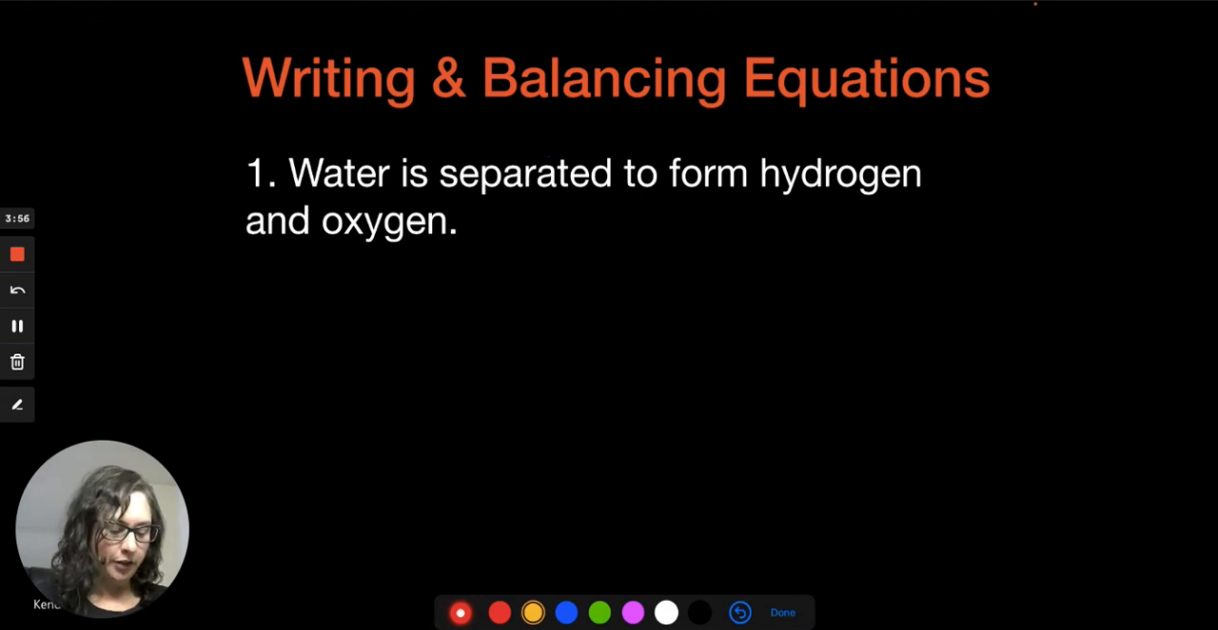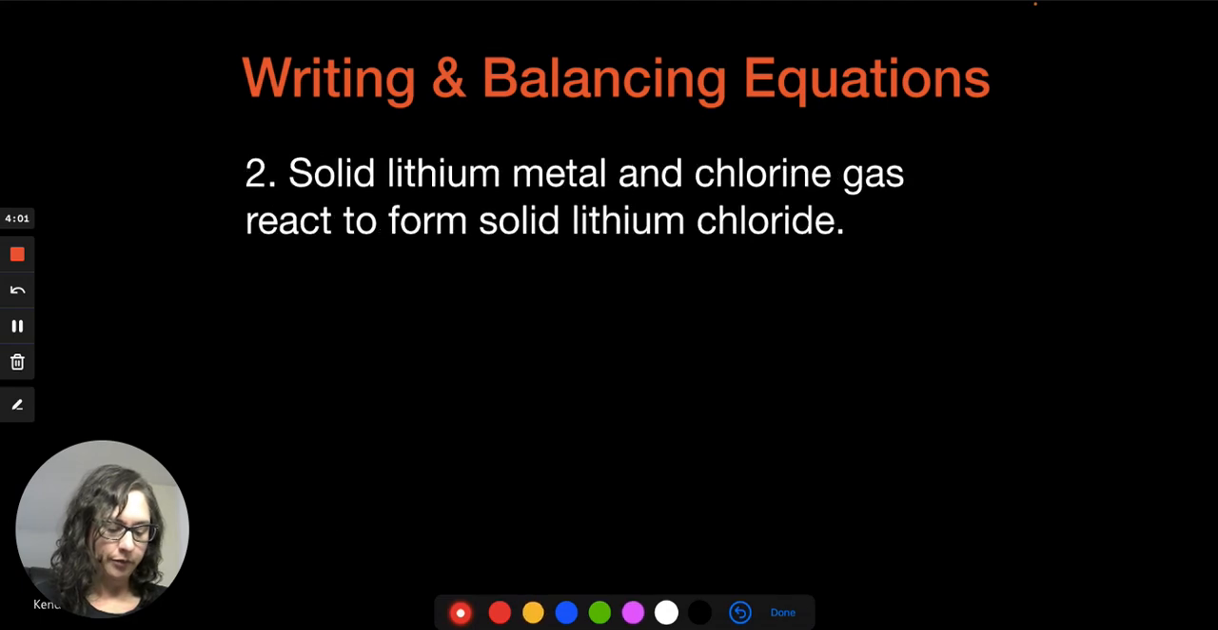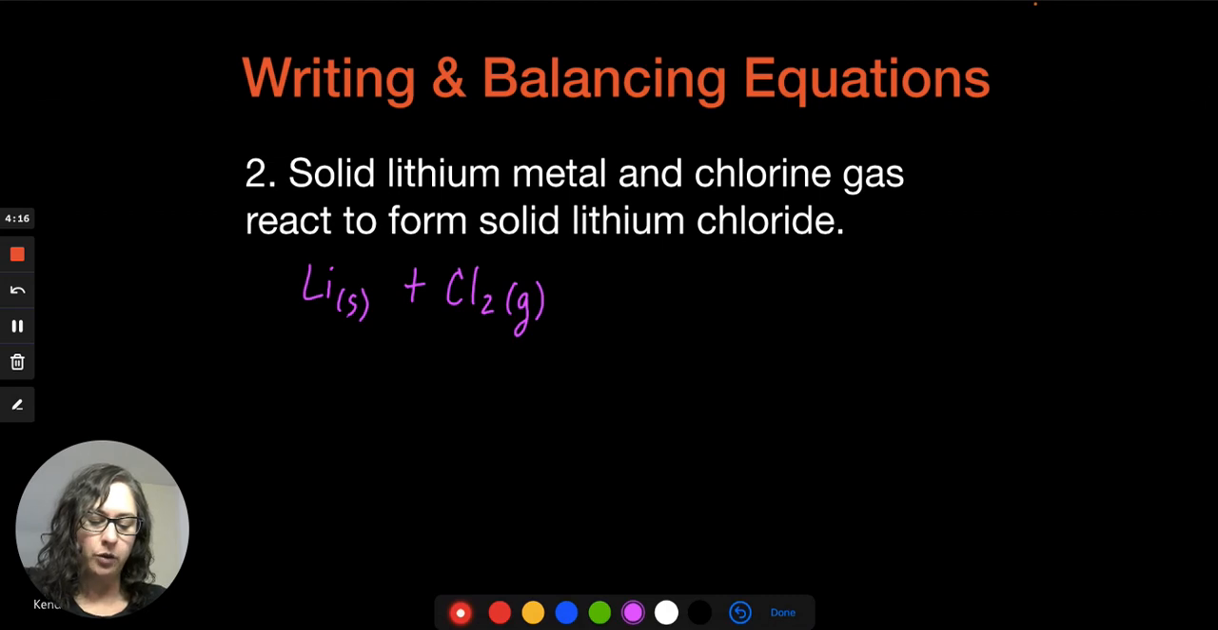Let's try another one. So here we have solid lithium metal. So we're going to have lithium as a solid. And chlorine gas. Chlorine is going to be a diatomic molecule, so plus Cl2, and that's a gas, and they are going to react. So as soon as we see the word react, we know that's where our arrow goes. There's a few different indication words that show us the change between each side. So that is going to be the one for this one. And then it says to form solid lithium chloride.